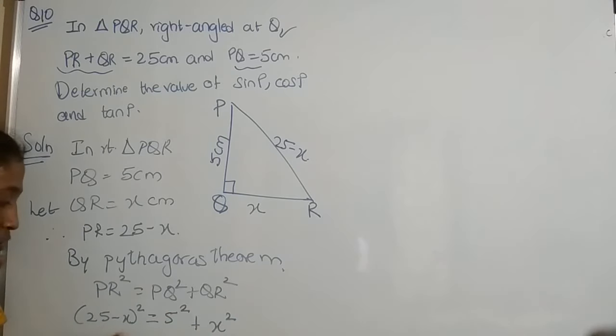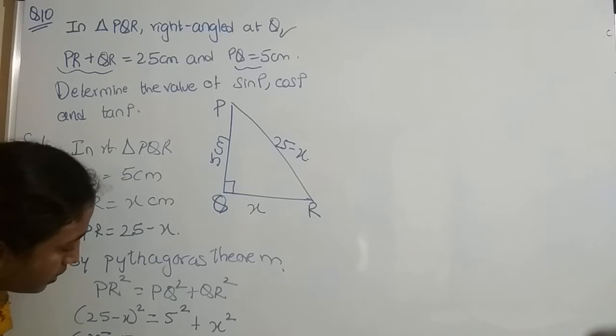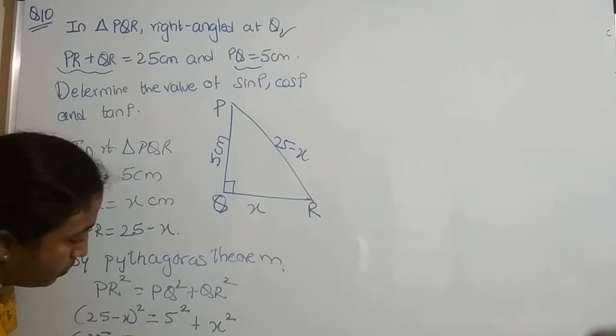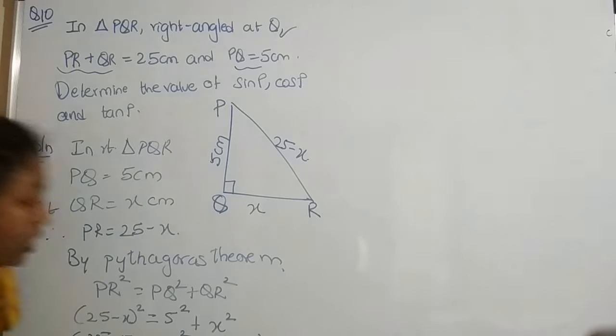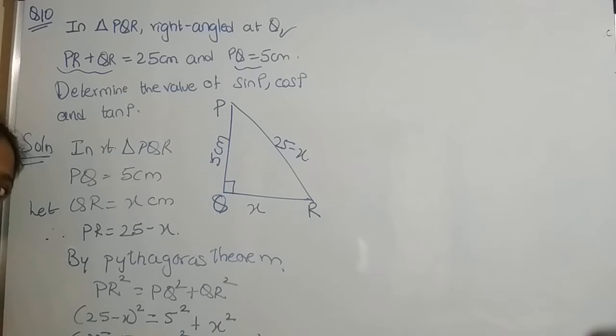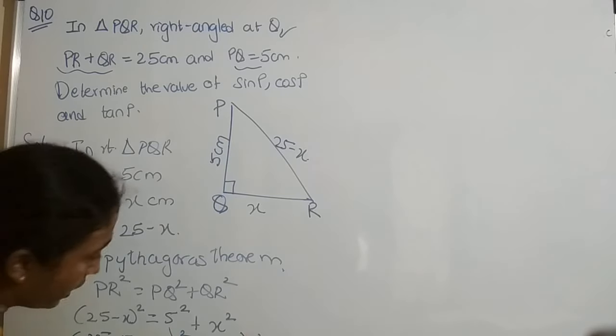Correct? Now this is in the form of the (a minus b) the whole square identity, which is a square minus 2ab plus b square. So 25 square is 625, minus 2 times 25 times x, that is 50x, plus x square, equals 25 plus x square. I hope this is clear. Whenever there is an identity, either (a minus b) the whole square or (a plus b) the whole square, please apply the identity. So here x square gets cancelled.